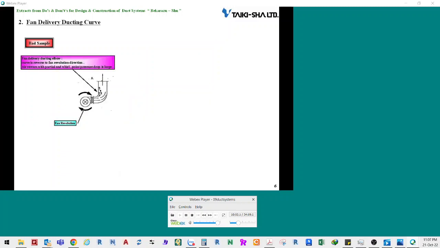Now, let's learn the rules for turning the direction of the duct around the fan outlet. An example is shown in the drawing on the left. The direction of the outlet duct of a fan is turned in the opposite direction of the revolution of the fan blades. If a duct turns in the opposite direction of the revolution of the fan blades, the flow rate changes greatly. As a result, the resistance in the duct increases.